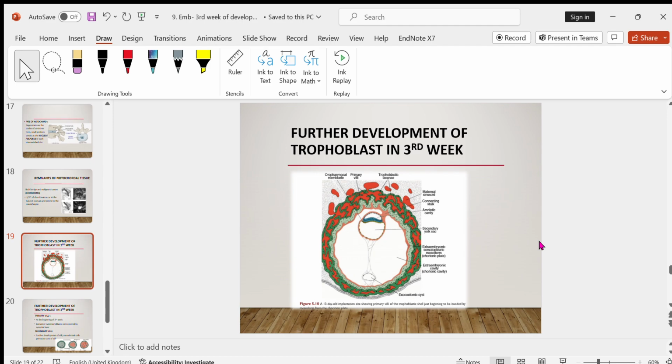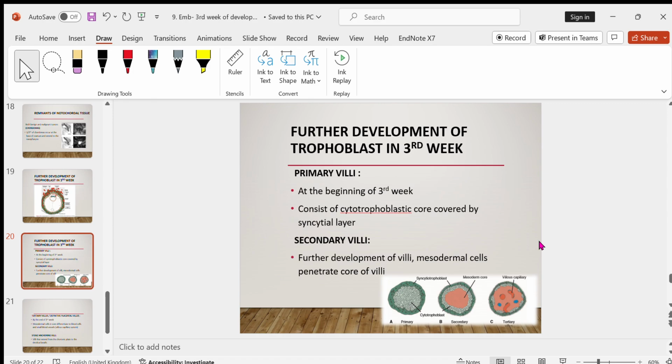Now, what happens further in the development of the trophoblast in the third week? Till the second week, we saw the formation of the primary villus. The primary villus was a central cytotrophoblast surrounded by a layer of syncytial trophoblast. This happens till the second week of development. In the third week, mesodermal tissue starts penetrating inside the cytotrophoblast, so it forms a secondary villus. So mesoderm surrounded by cytotrophoblast surrounded by syncytial trophoblast is called the secondary villus.